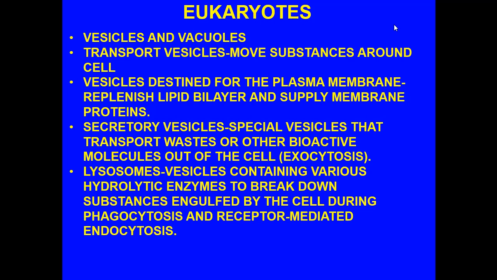One is transport vesicles. They basically move substances around the cell. Vesicles destined for the plasma membrane may be involved with replenishing the lipid bilayer and supplying membrane proteins. Also, secretory vesicles. These are very special vesicles that transport wastes or other bioactive molecules out of the cell. This is in the process called exocytosis. Now, lysosomes are very special. They are vesicles that contain various hydrolytic enzymes which break down substances engulfed by the cell during phagocytosis and receptor-mediated endocytosis.